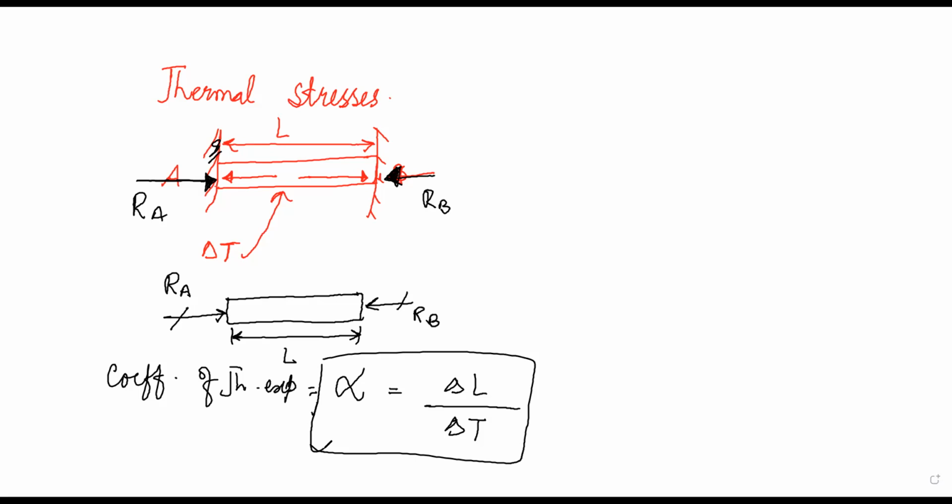So if you change the temperature by one unit, one degree Celsius, how much is the change in its length? That's what we call the coefficient of thermal expansion. So the change in length under the influence of the temperature difference is alpha multiplied by delta T. And the change in length to the original length is what we call strain. That is therefore equal to alpha into delta T.